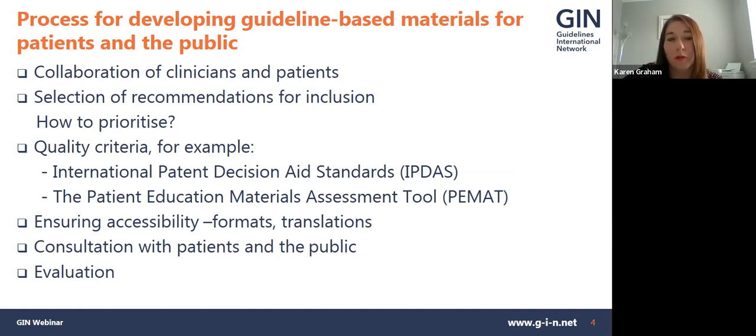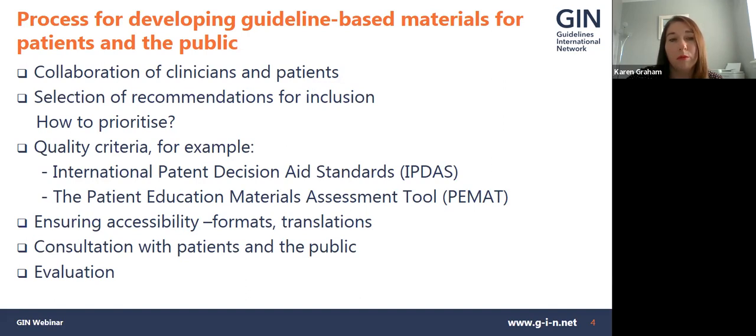So there are various tools. One of the other ones, one that we use at SIGN, is the DISCERN tool, and again it looks at the quality of the information, and it has checklists in place so that when you're producing your information, you can use that checklist. Again, it's really important to ensure accessibility as well, so different formats of information and translations and that sort of thing, to make sure that people can access it.